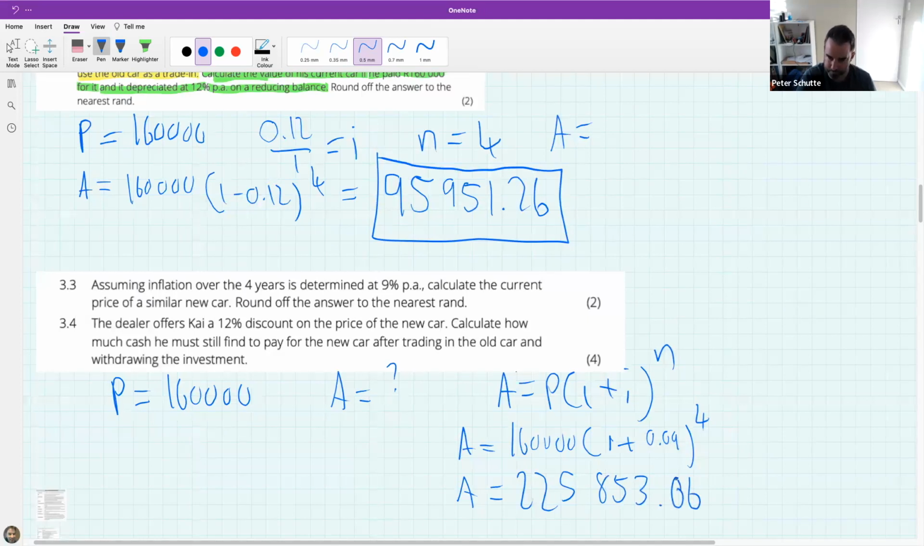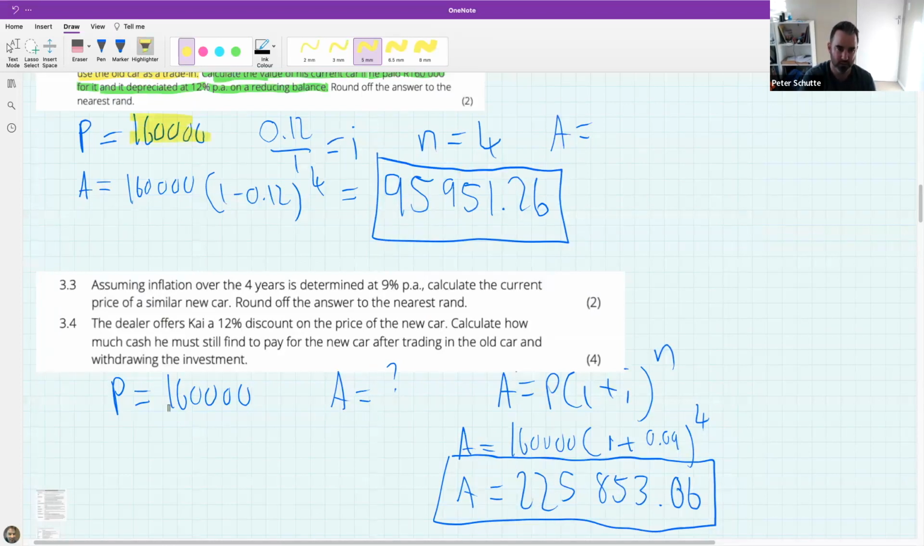225,853.06. So a car that used to cost 160,000 4 years ago, that same car is now going to cost 225,853.06. Keisha, what is your question?